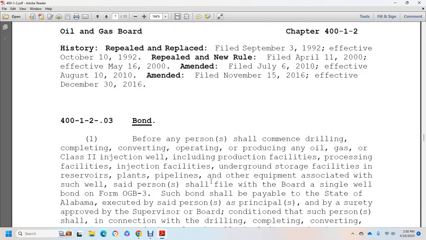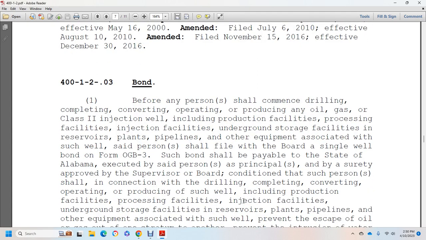401-203, Bond. Before any person commences the drilling, completing, converting, operating, or producing of an oil and gas well or Class 2 injection well, including the production facility, process facilities, injection facility, underground storage facilities, and reservoir plants, pipelines, or other equipment associated with the well, said person shall file with the board a single well bond, Form OGB-3. Such bond shall be payable to the State of Alabama and executed by the stated person as principal by a surety approved by the supervisor of the board.